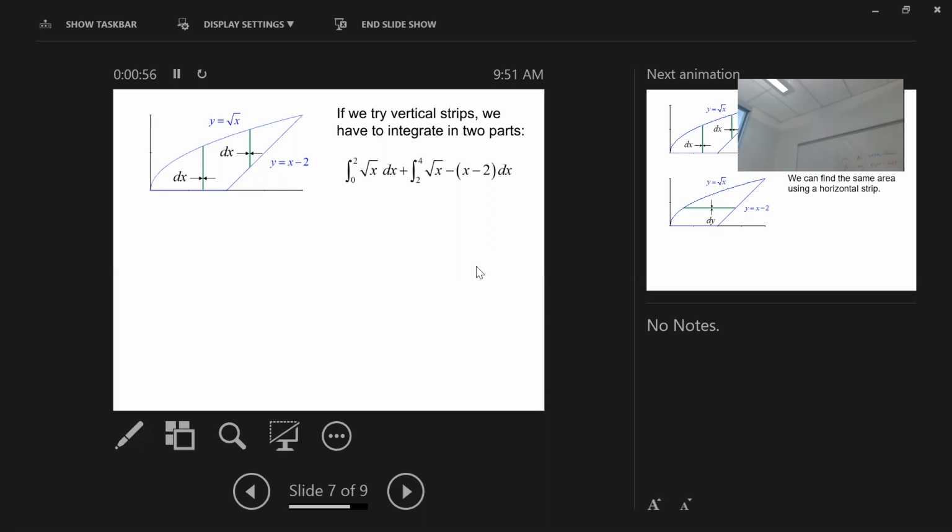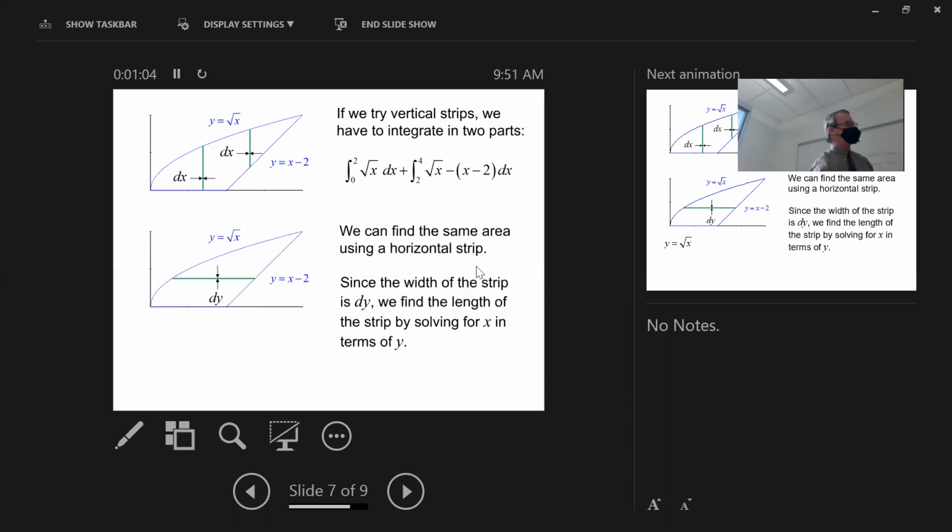2 to 4, upper, take away lower. Now, this is what's new. Well, suppose we did the problem dy. We wouldn't need two separate regions. Because if you drew your strip this way, dy, then right take away left, the entire time would be the same measurement. And you'd only have to do one integral.